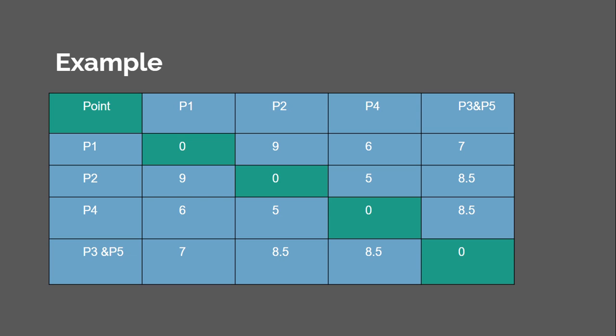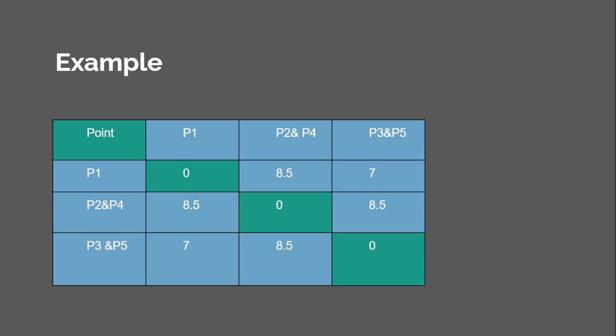Now again, we compute the smallest distance. We find the smallest distance, which is 5, between the clusters P2 and P4. So we combine these two clusters into one new cluster. Now we have only three clusters: P1, P2, P4 and P3, P5. Similarly, we repeat the step.